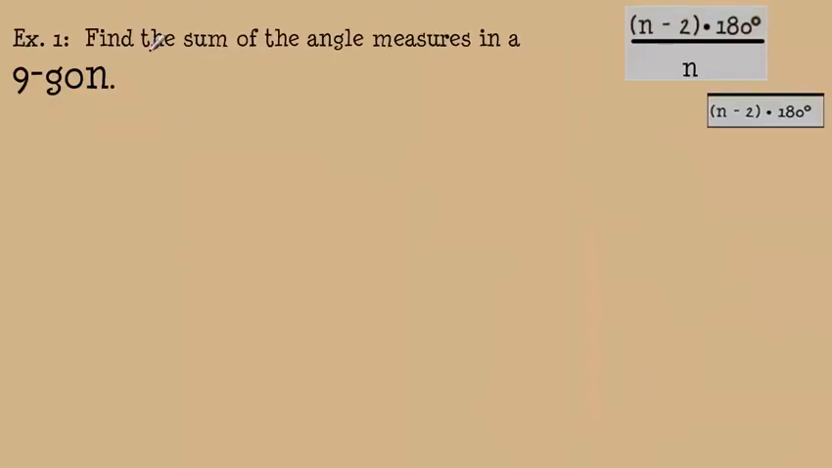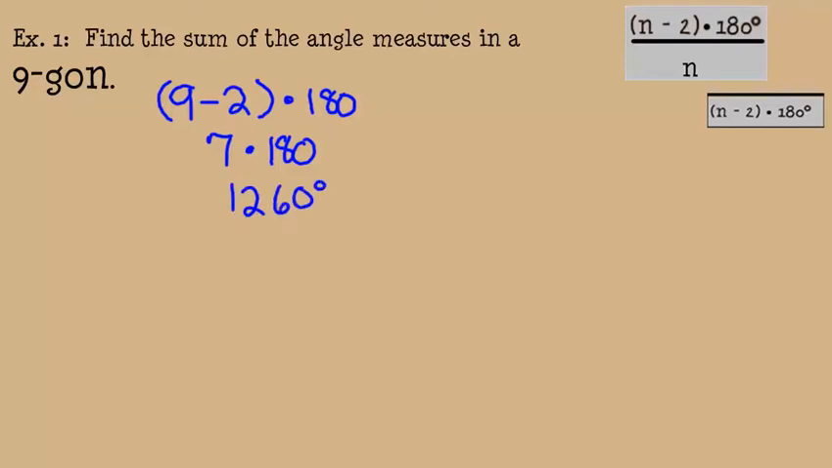An example. If we want to find the sum of angle measures in a 9-gon, what we're going to do is we're going to take 9 minus 2, put it in parentheses because we're doing that first, times 180. So now we have 7 times 180 degrees. You can use a calculator on this if you need to, or you can go back and look in your chart. We get 1,260 degrees. This is the total degrees.